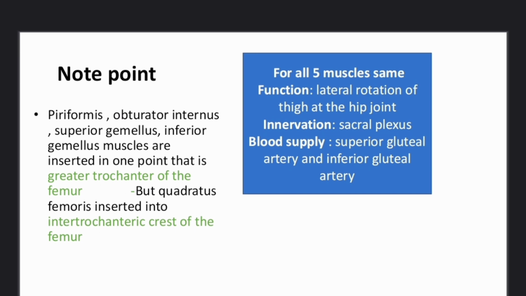So this note point is designed to help you revise the topic quickly before exams and remember the important concepts, right? So that's all for today's video on the deep gluteal muscles. In the next video, we will continue with part 4 of our lower limb muscle series.